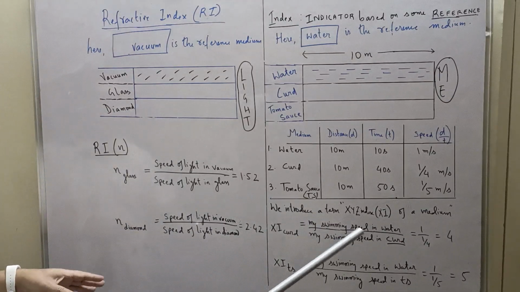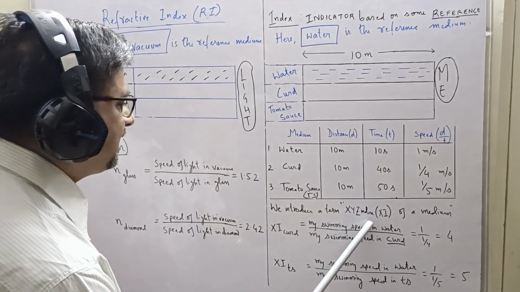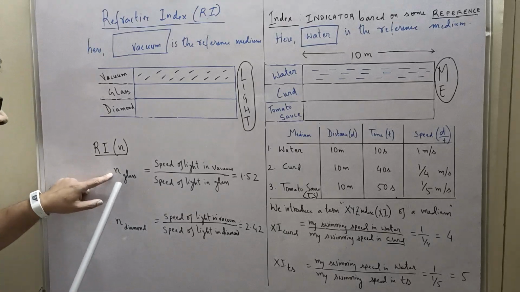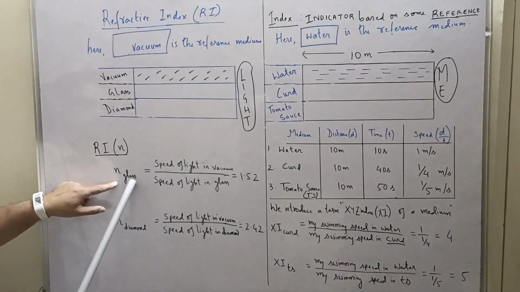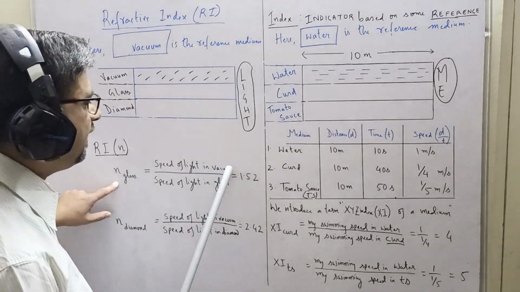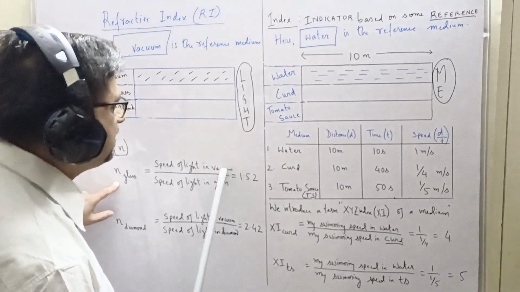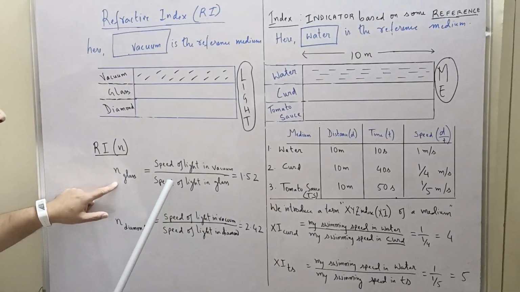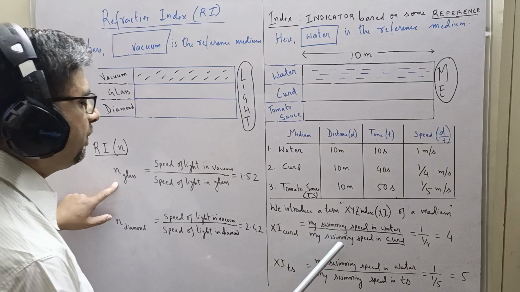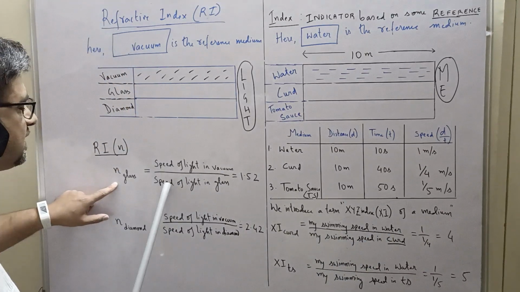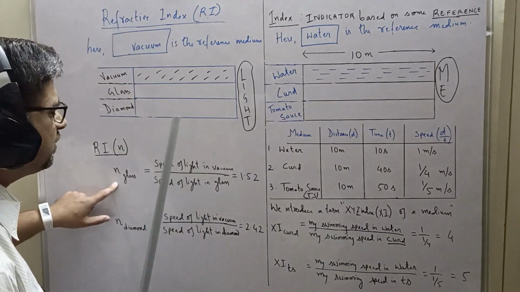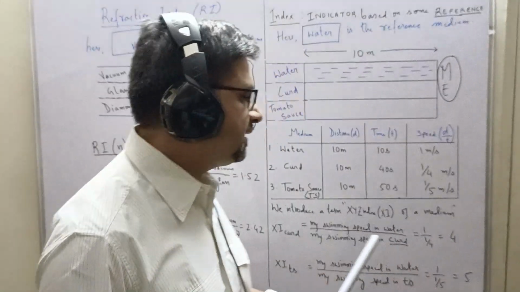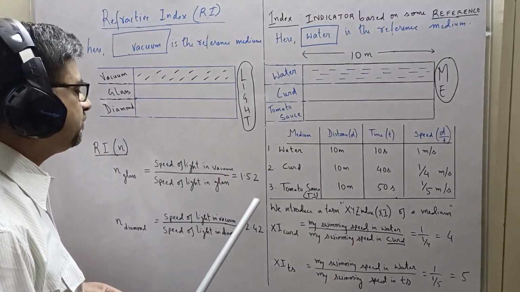By the same logic that we calculated the XYZ index, here is the refractive index. It's denoted by the letter N. And when I say the refractive index of glass, it is the speed of light in vacuum. Why vacuum? Because it's the reference medium. Look at this. It was water here, it's vacuum here. And in the denominator, I have the speed of light in glass. I had my swimming speed in curd. This time it's the speed of light in glass. And this number comes to 1.52.